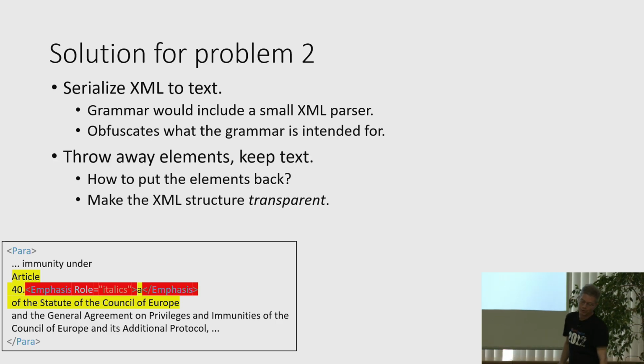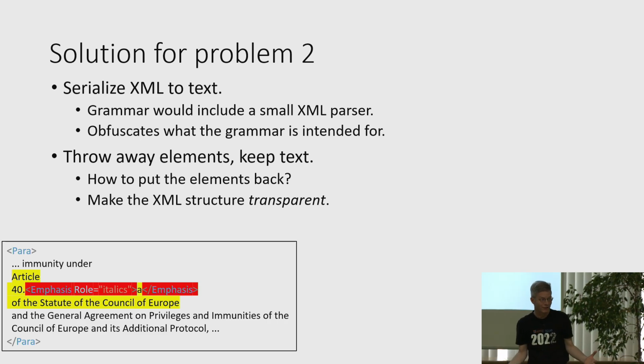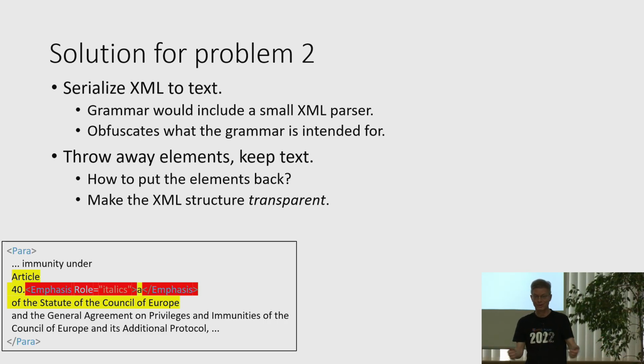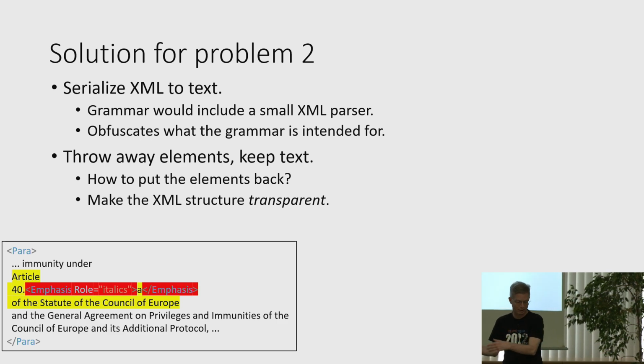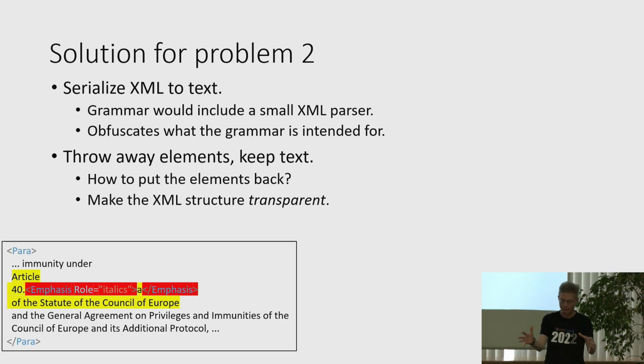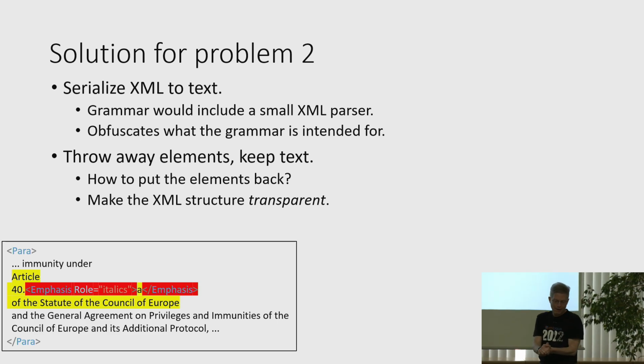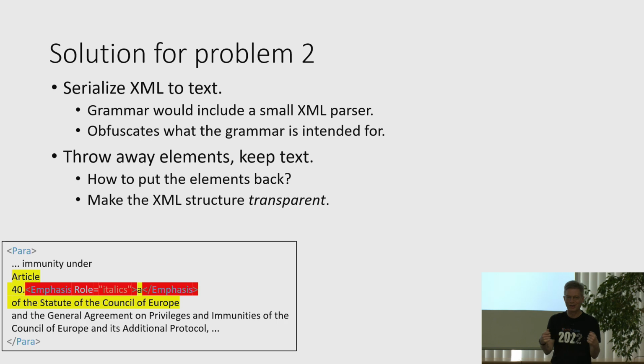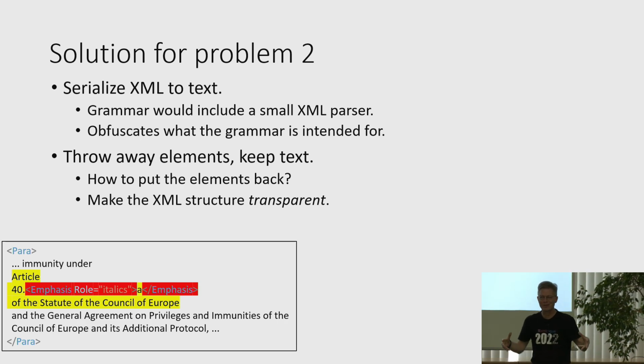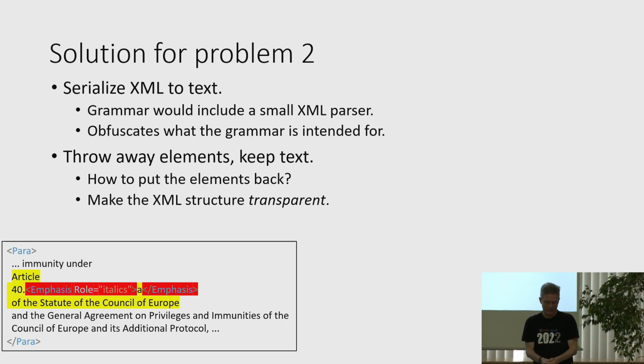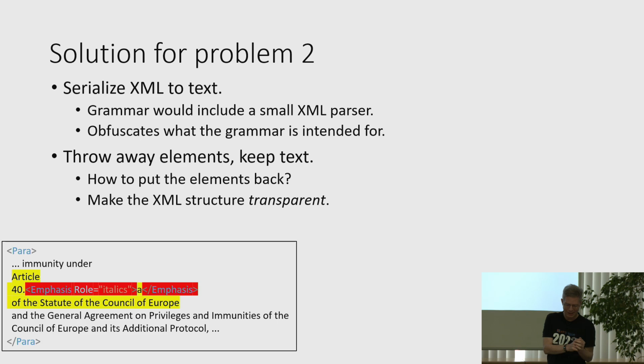So another solution would be to throw away the XML elements and just keep the text. After all, then we just have a string of text, and we can parse that. If we use these matching options, we can get the right fragments out. But then we need to put the elements back because we don't want to have a mutilated document. We want to enrich the document. So we need to find a way to put the elements back.